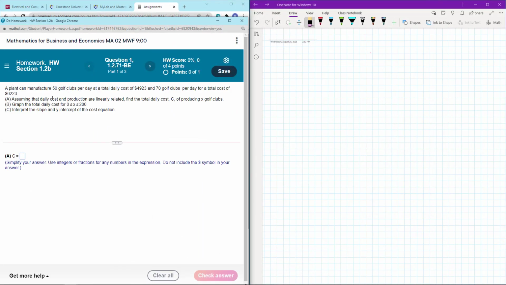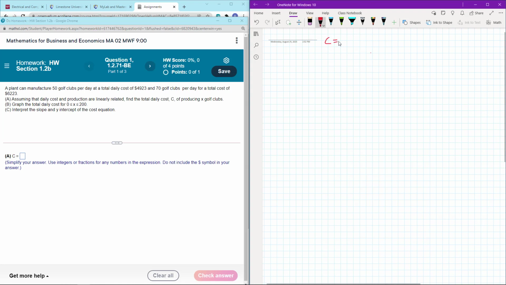So in question 1, we have a plant that can manufacture 50 golf clubs per day at a total cost of $4,923. And then we have that it can manufacture 70 golf clubs per day at a total cost of $6,223. Now, assuming that the costs of the production are linearly related, we want to find the daily cost C of producing x golf clubs. So we're looking for, in part A, an equation that looks like this.